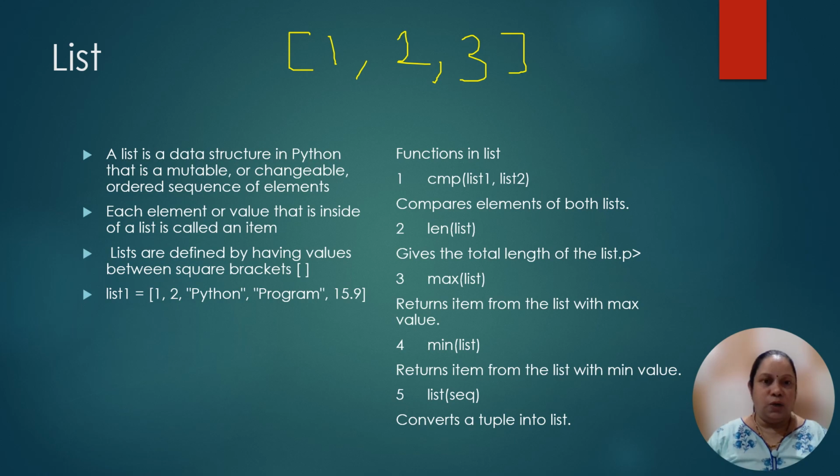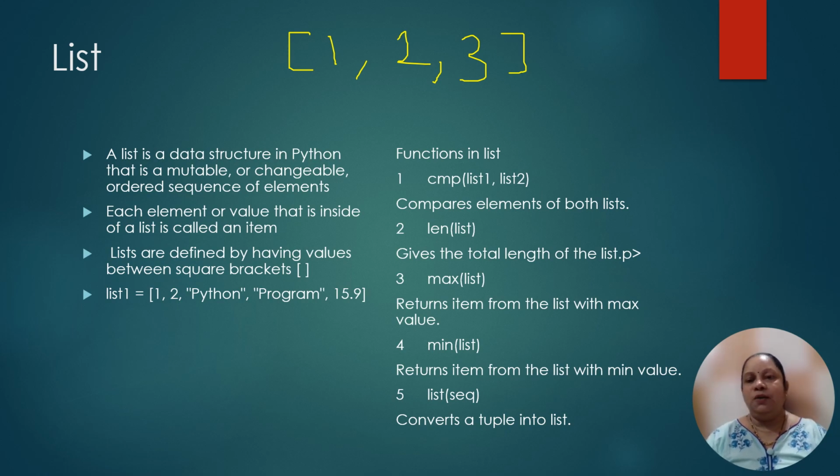So what is a list? It's a data structure in Python that is mutable, or changeable. What is the meaning of mutable? Once it is created, I can make changes to that list. I can add something, I can remove something from that list. That is the meaning of mutable, right? And its values are stored in square brackets.